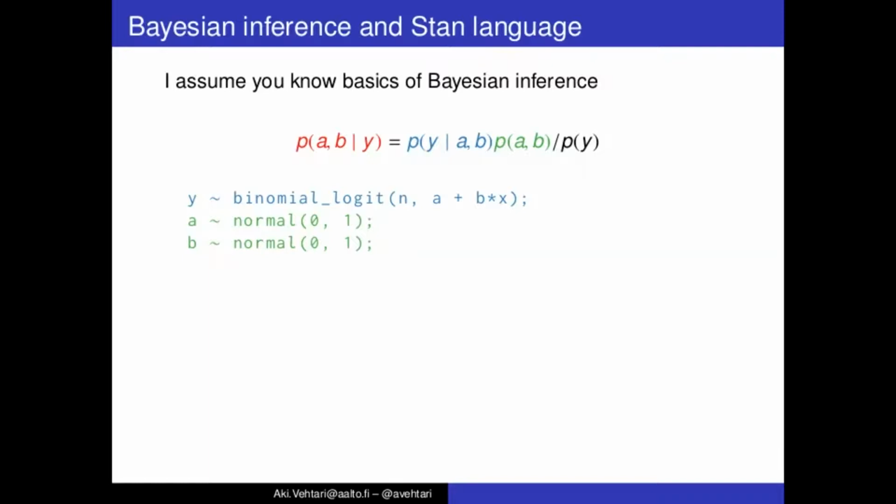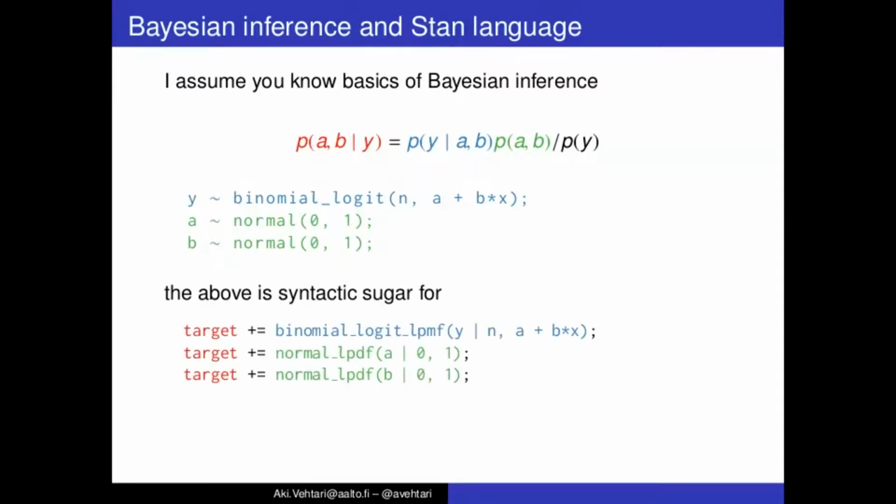We can write this then in Stan language using notation which is quite similar to what is often used for writing probabilistic models, so that we have this tilde notation. We say that Y is binomially distributed given n, and then these parameters A and B and data X, but also there's the logit transformation. And then we are saying that A and B, these parameters, have a normal prior, a 0-1 normal distribution. But what Stan is then doing with this notation is actually this. So this is syntactic sugar for the following.